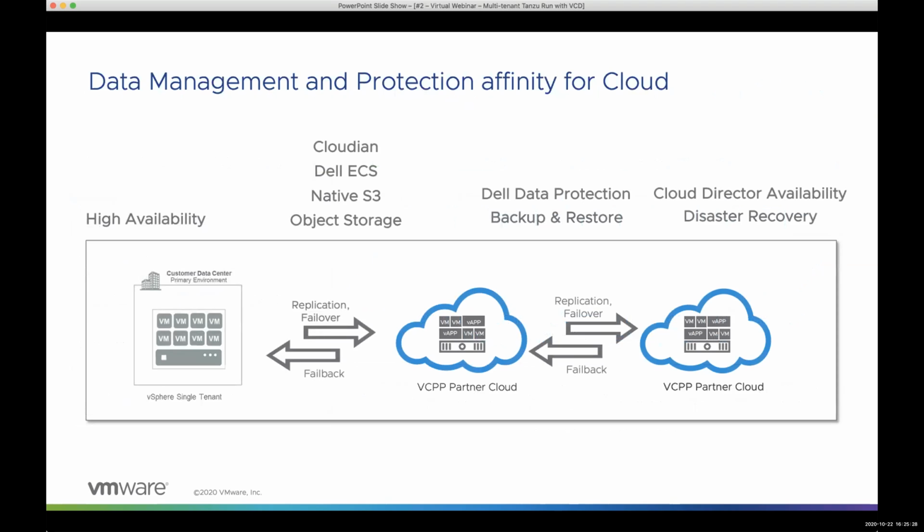VCD. Now, protection. So first thing is vSphere by default comes with high availability. The second thing is you can integrate Cloudian, Dell ECS, native S3, AWS S3, any S3 object storage with VCD. And then providers can offer storage as a service, or enterprises can offer to their departments storage as a service or object storage as a service with the integration of all these partners. So big ecosystem that we are building on that side.